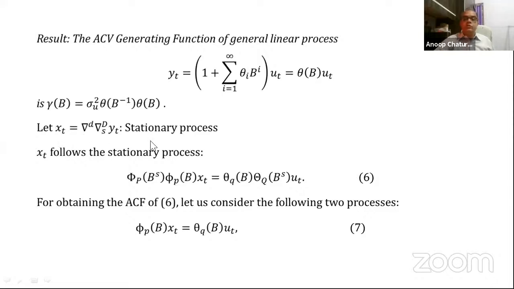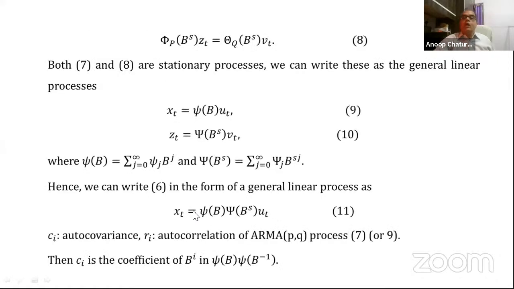Now for the SARIMA model, this is your stationary process. And you can break it into two parts, or you can say two different processes. This is your regular ARMA (p, q) process. And this process has just seasonal parts, seasonal auto-regressive and seasonal moving average operators. Now both these processes are stationary processes. And you know that if there is any stationary process, you can always write it as a general linear process. So you can write the first process as a general linear process, this. You write the second process as a general linear process, Zt equal to this.